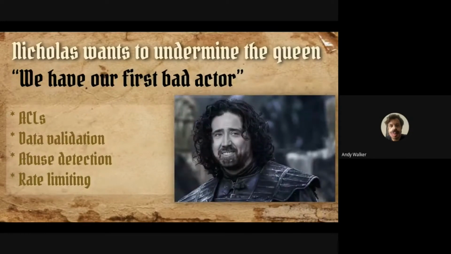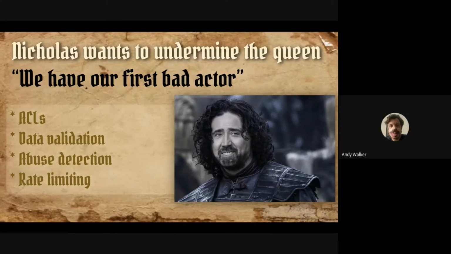Unfortunately, in the kingdom, there is a bad actor, bad Sir Nicholas. And don't ask me where I got this picture from. I just entered bad actor into Google, and this is what came up. And Sir Nicholas wants to undermine the Queen, and he realizes that the data is so powerful in the way the kingdom is being run and the decisions are being made, that if he starts making changes to the data, he can start to affect the course of events in the kingdom.